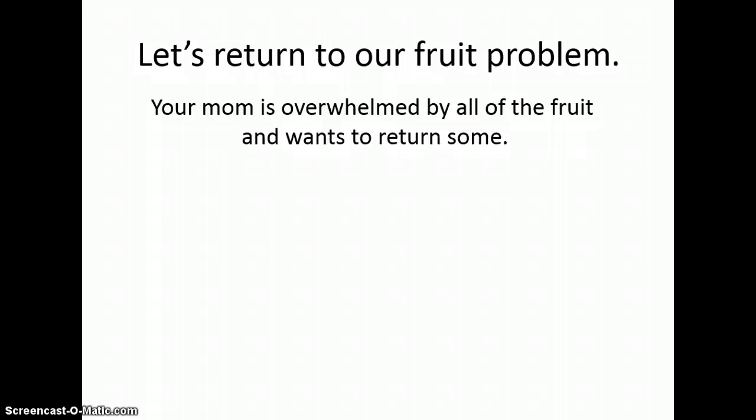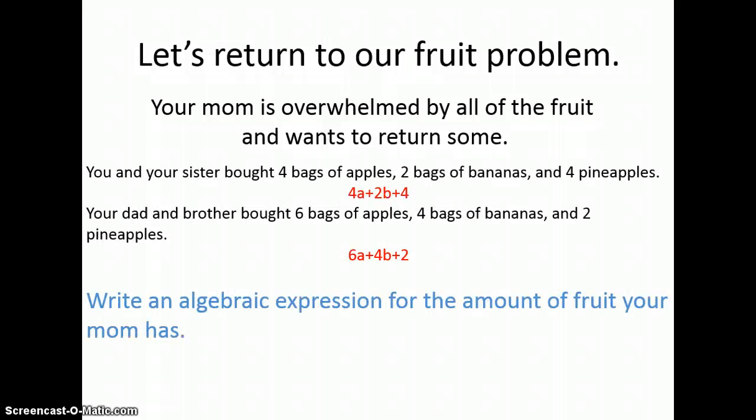Let's return to our fruit problem. Your mom is overwhelmed by all the fruit and wants to return some. You and your sister bought 4a plus 2b plus 4. Your dad and brother bought 6a plus 4b plus 2. So let's write an algebraic expression for the amount of fruit your mom has total. When I do that, I'm going to combine like terms.